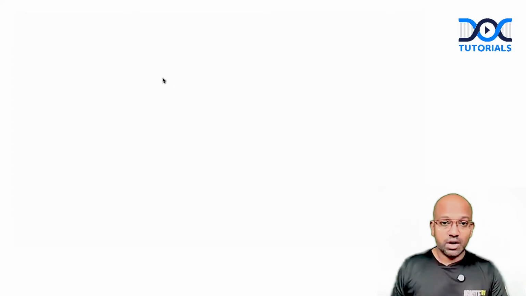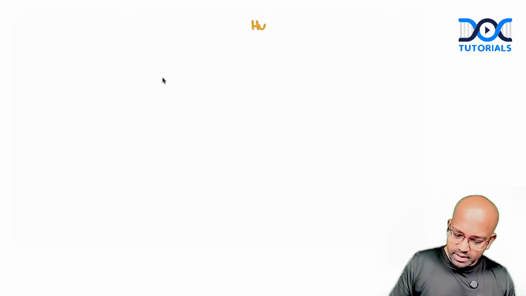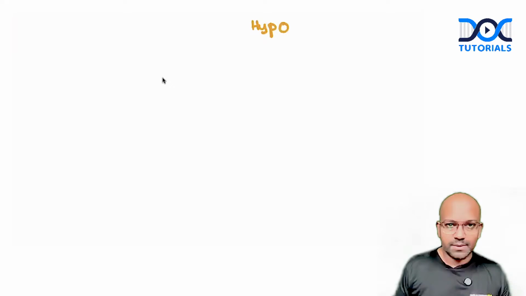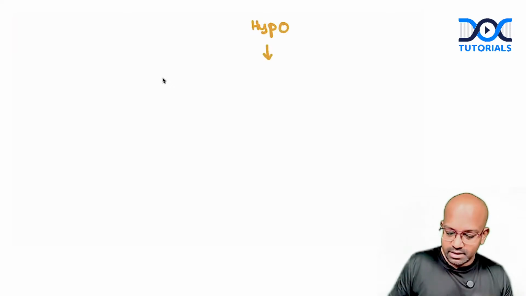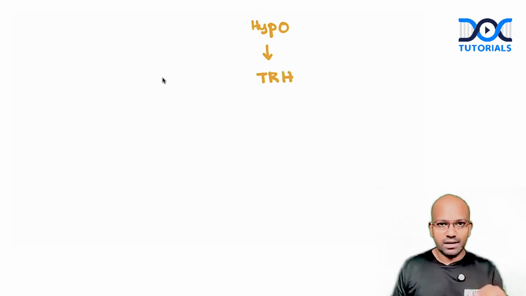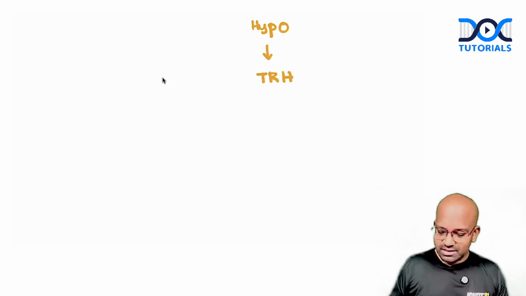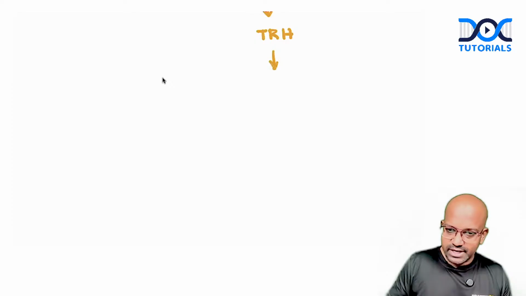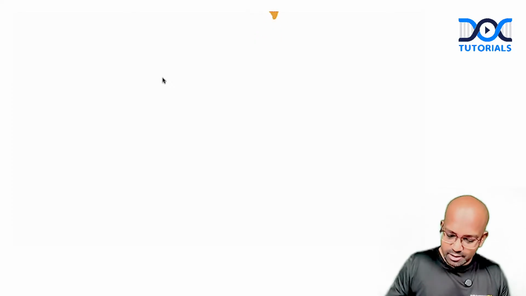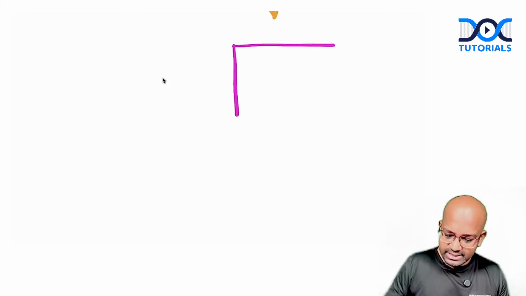As far as thyroid hormone secretion is concerned, the whole process starts from the hypothalamus. Most of you would be knowing it. So here is your hypothalamus. From the hypothalamus, there will be release of a molecule named TRH, which is thyrotropin releasing hormone. This TRH, released from the hypothalamus, will act on the anterior pituitary cells.